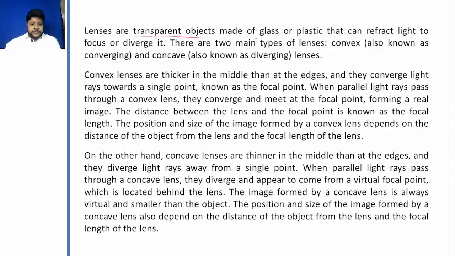So made of glass or plastic means it could be made of different materials, which has to be transparent, and that can refract light to focus it or diverge it. So what are lenses? Lenses are transparent objects made of glass or plastic that can refract light to focus or diverge it. Lenses mainly दो तरह के होते हैं जिनको हम लोग कहते हैं कॉन्वेक्स लेंस एंड कॉनकेव लेंस.